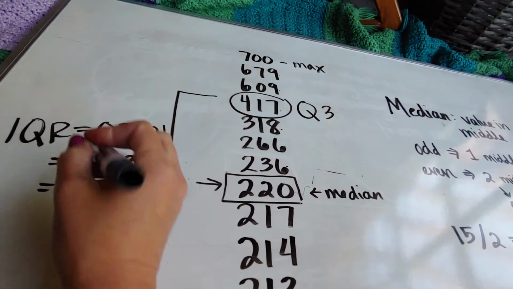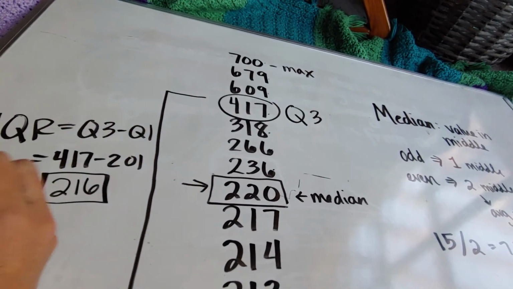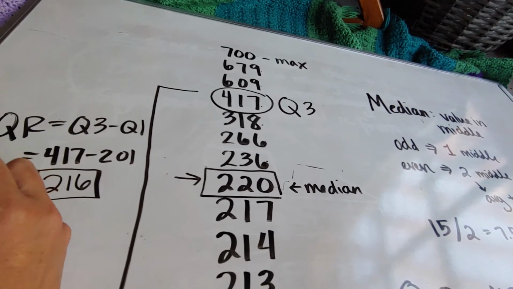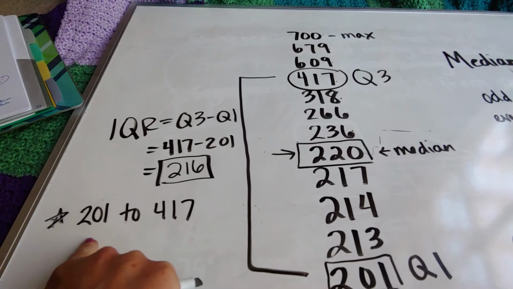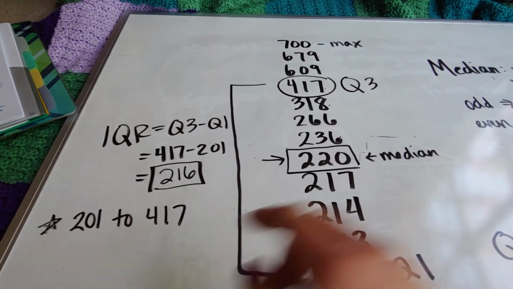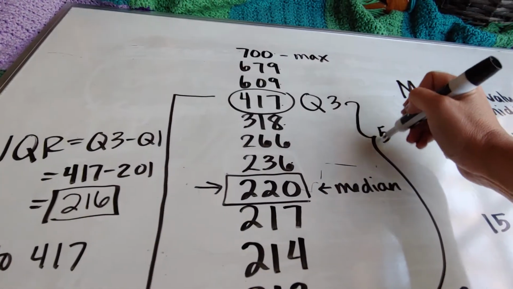So IQR is telling us how big the spread is, but I like to follow that up with saying that it's happening from 201 to 417. So I'm saying that it's happening from a bottom number of 201 to 417. So this is representing the middle 50% of my data.